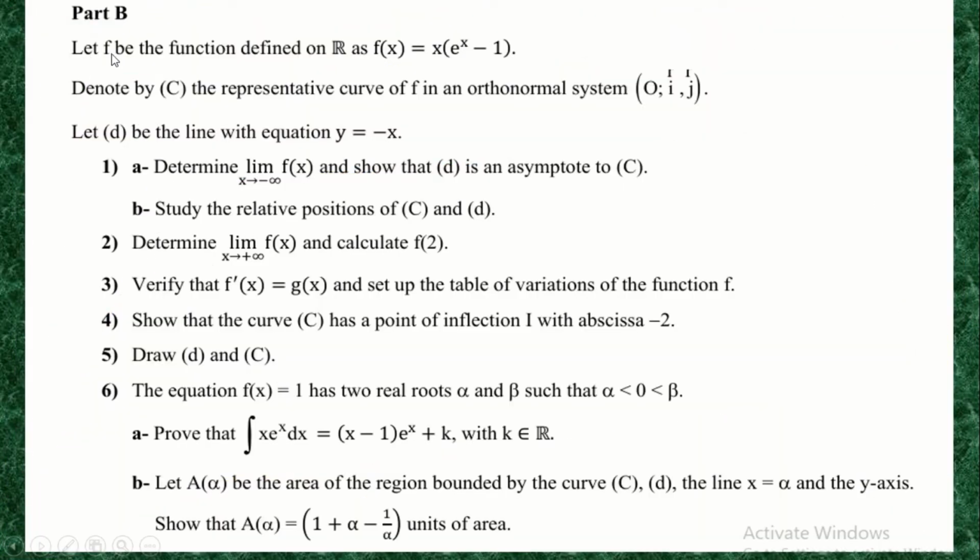Now in part B, let f of x be a function defined over R by f of x equal x into exponential x minus 1. Denote by C its representative curve in the orthonormal system OIJ. As you see here, the unit is 1. And let D be the straight line with equation y equal minus x. Now in part A, determine the limit of f of x at minus infinity and show that D is an asymptote to C. Let's start by A.